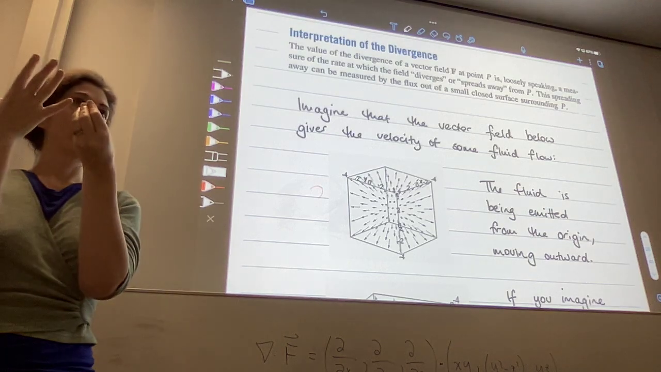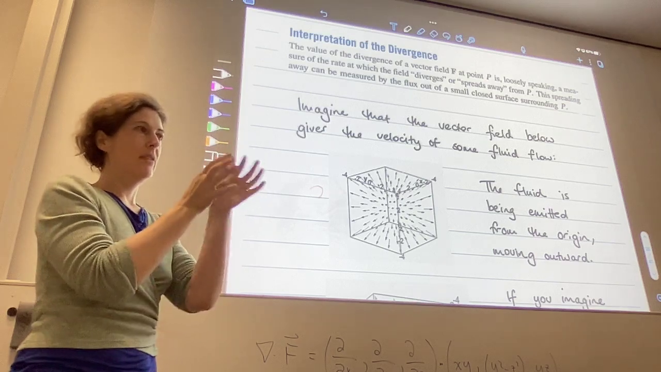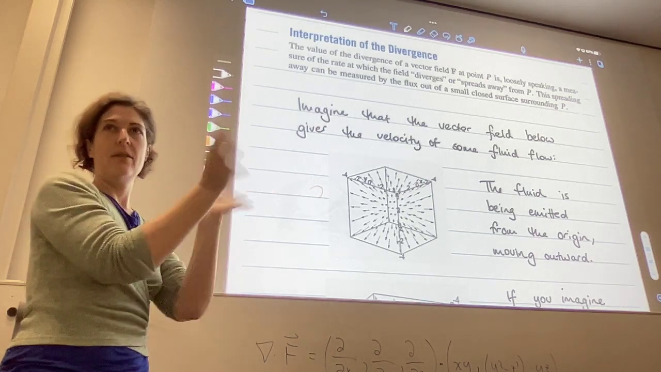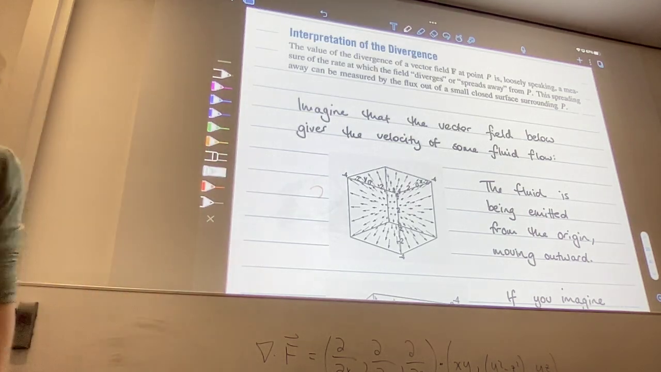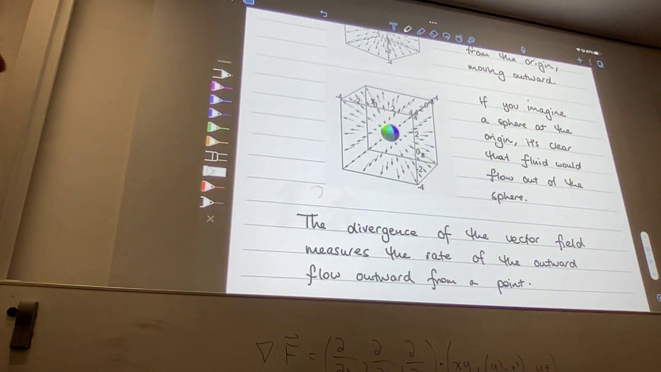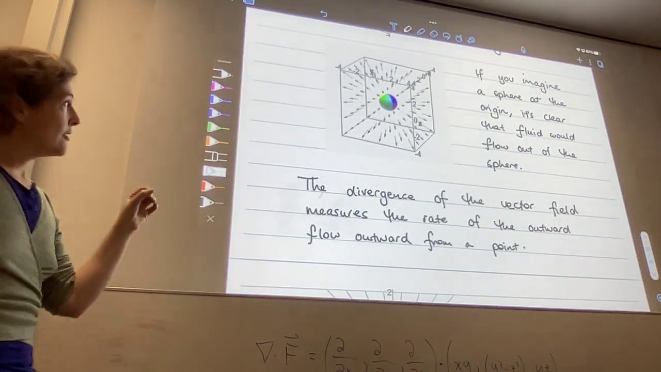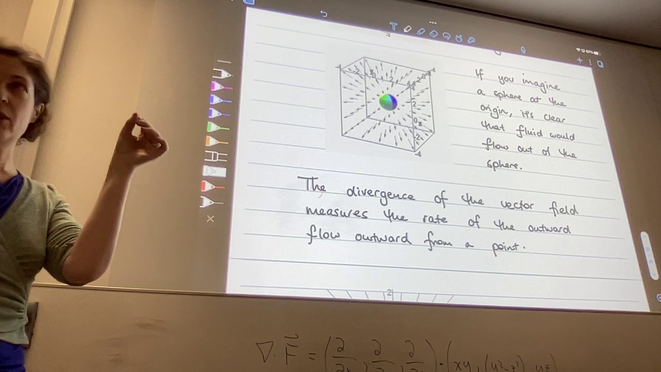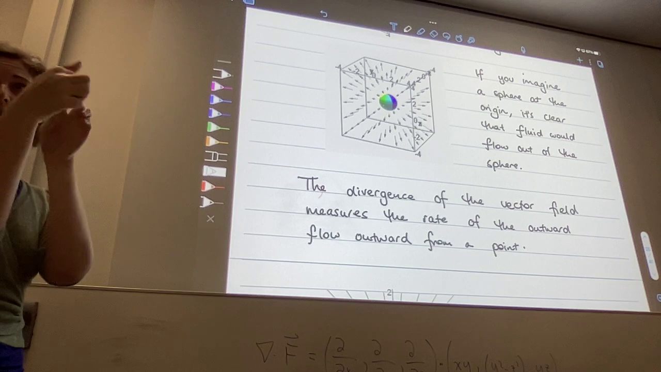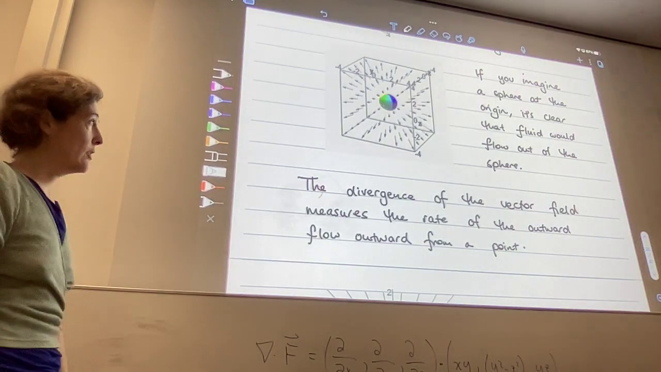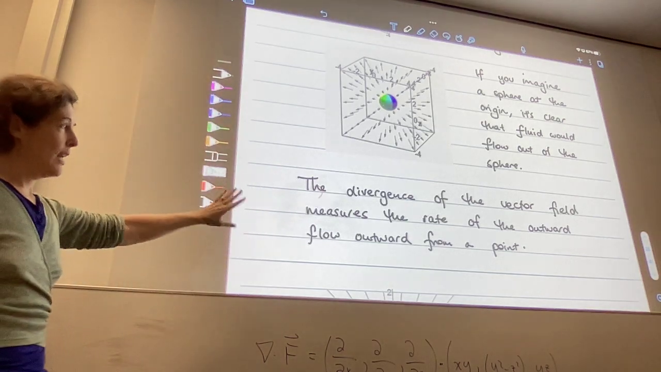Fluid is being created. So if you look at the divergence at a point and you've got things pointing outwards, it means the vector field is moving out from there. If there's no movement outwards, then your divergence would be zero. If you think about it in terms of fluid flow, is stuff being created from the point you're looking at? Is stuff moving outwards, or perhaps stuff is being sucked towards it? Maybe your vectors all point towards a point, then things are moving in towards that point. So the divergence of a vector field measures the rate of the flow outward from a point.